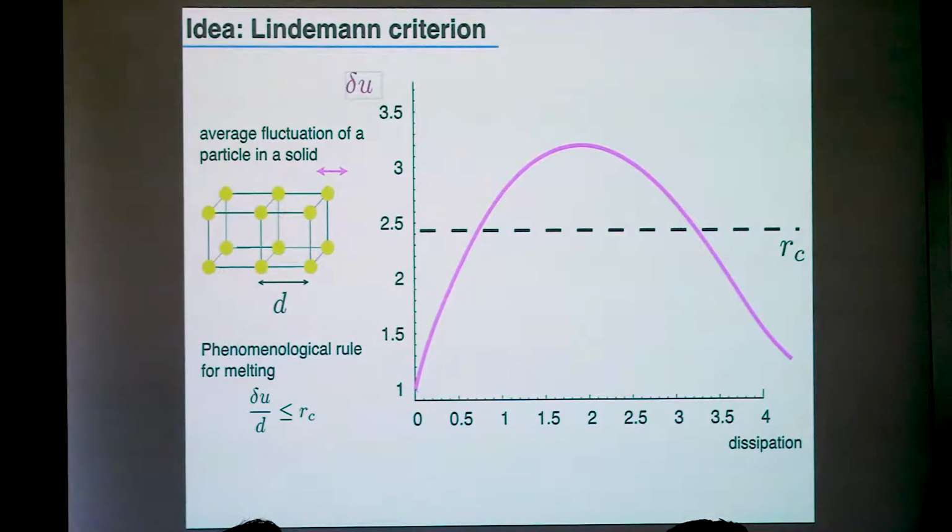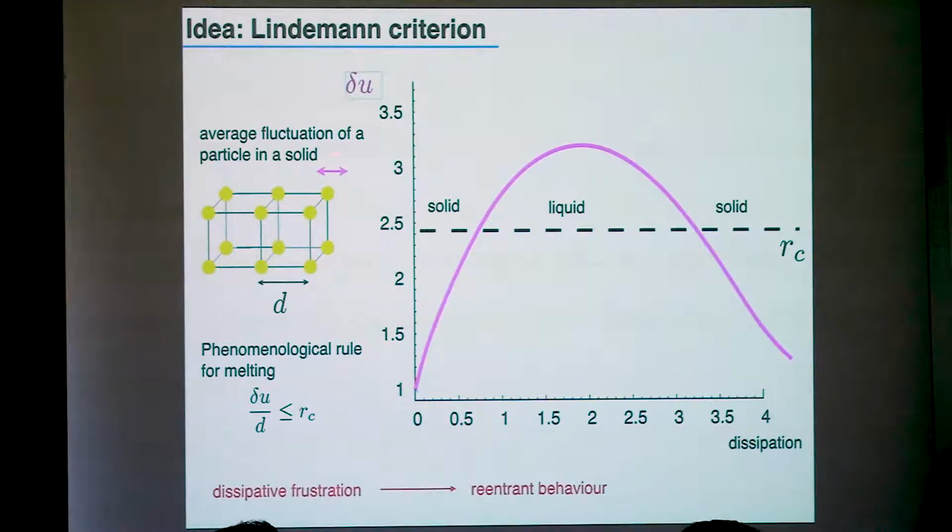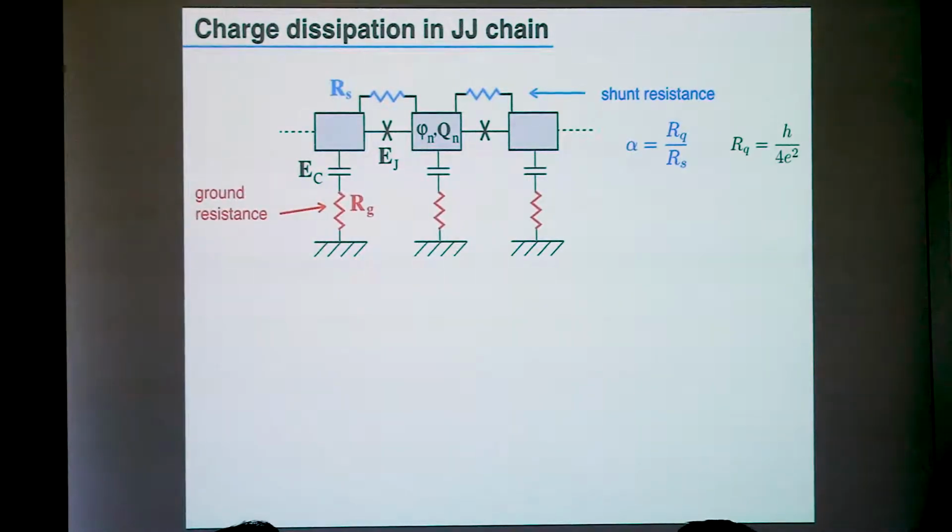Now we know that there is a very simple phenomenological rule to predict the transition from a solid to a liquid, which is called the Lindemann criterion. It says that when this fluctuation, compared to the distance between two atoms, approaches a critical ratio, then the system goes from the solid to the liquid. It undergoes a phase transition. So if you believe in the Lindemann criterion, you would expect a solid state here, a liquid state on the other side, and then again a solid state. So in other words, the consequence of this dissipative frustration would be a reentrant behavior in the phase diagram. This is why we studied this model.